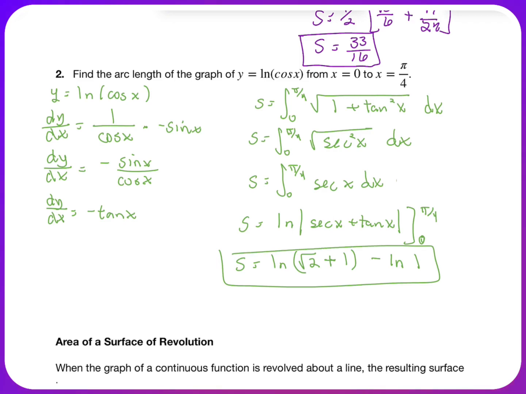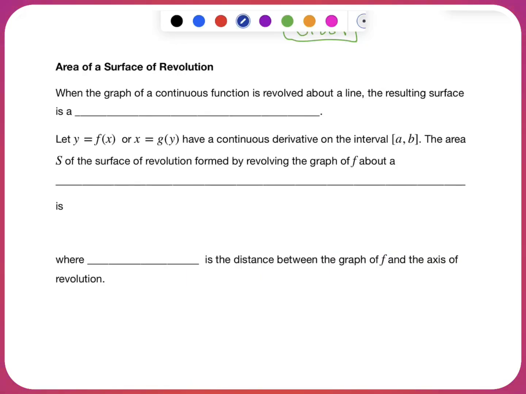So we have the natural log of 1. So that is our answer. Or if you want to, you can type it into your calculator and get 0.881. Usually we leave it in the exact answer form. So that is our arc length formula.